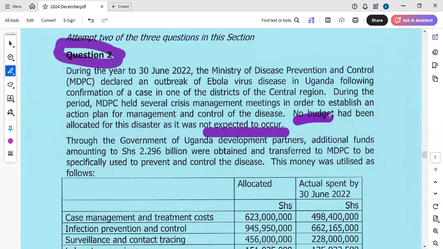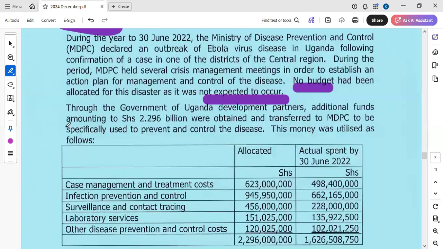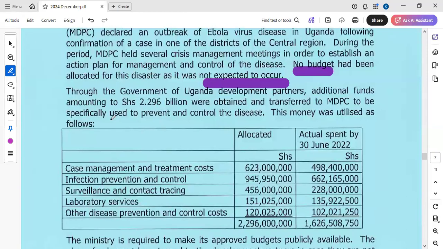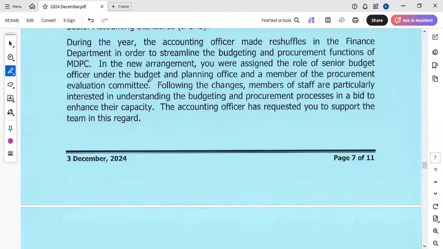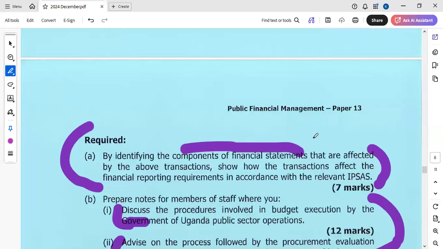There was no budget, okay? Through the government of Uganda and development partners, additional funds were obtained. Please read the statements carefully. Always know where the money is coming from. Remember, in the question, we are trying to account for this transaction. How will this transaction affect our financials?